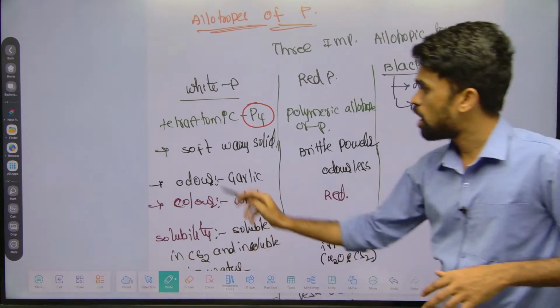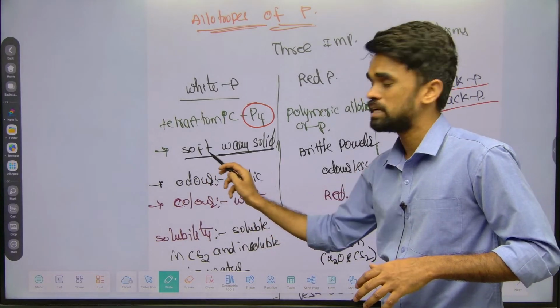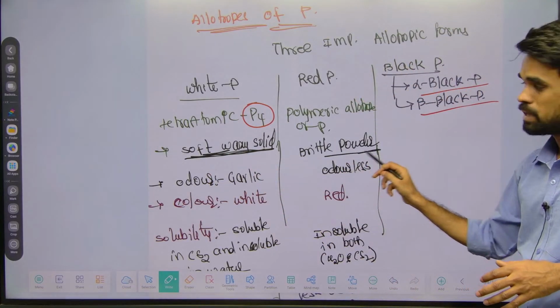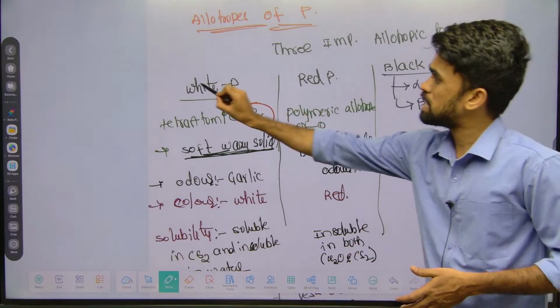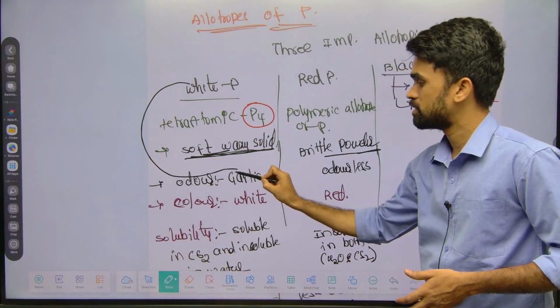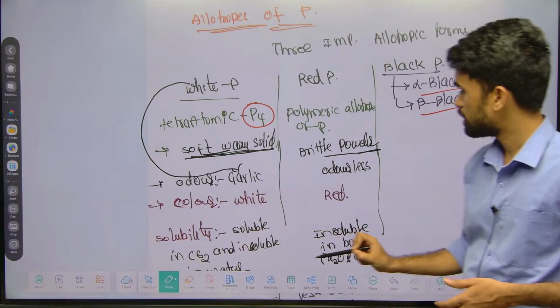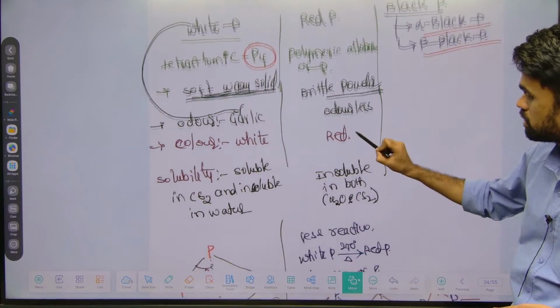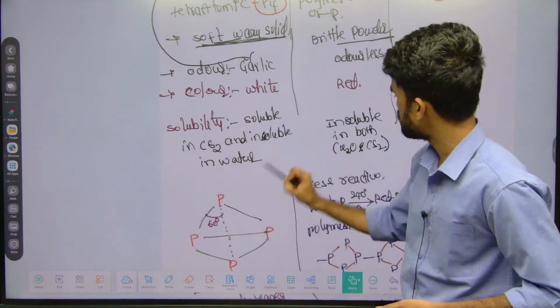Now how is it? White phosphorus is white, soft, and waxy. Red phosphorus is a brittle powder. White phosphorus has a smell like garlic. What type of smell? Garlic. Next, red phosphorus is insoluble in water, I am saying. It is odorless and insoluble in water.